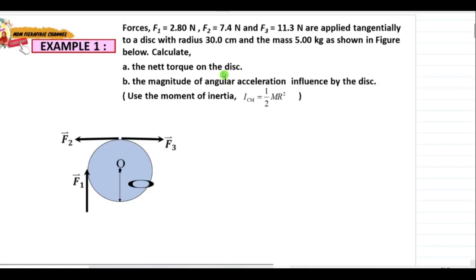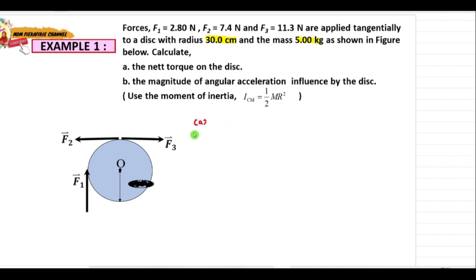Alright, now look at example number 1. Okay, but before that, ignore yang ni lah. Yang O ni typo ni. Okay, so here we have three forces which are F1, F2 and F3 that applied tangentially to a disc with radius 30 cm. So the radius here is 30 cm. So make sure in calculation you change to meter, and the mass of the disc is 5 kg. Alright, so now we want to calculate what is the net torque on the disc. So for question A, we want to find the total torque on the disc.